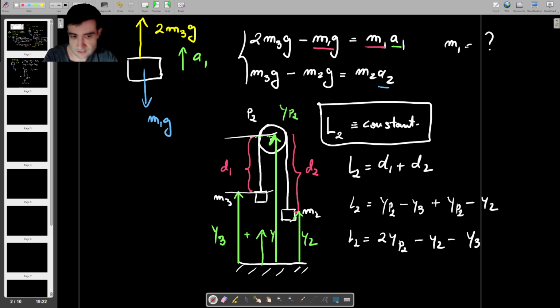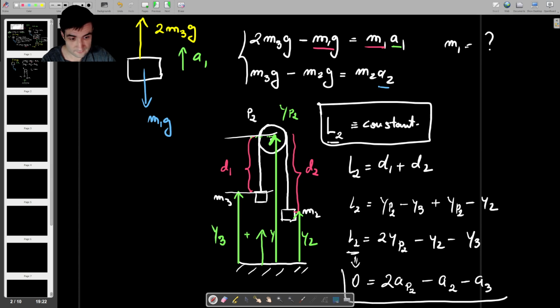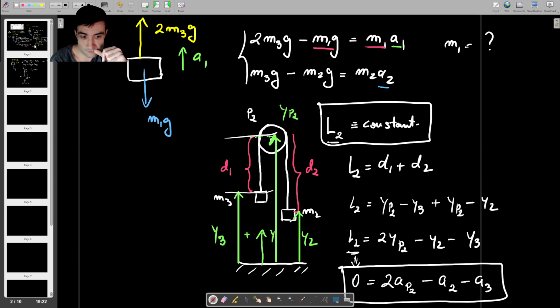And the neat thing about this is that we can differentiate this with respect to time. Those are all continuous functions. So we can differentiate this with respect to time, and I'm going to do it twice. And when I do that, because L2 is constant, it vanishes. So this gives us that 0 is equal to 2 times the acceleration of pulley 2, minus the acceleration of the second object, minus the acceleration of the third object. So this gives us a relationship between the accelerations of objects 2, 3, and the pulley they're attached to.